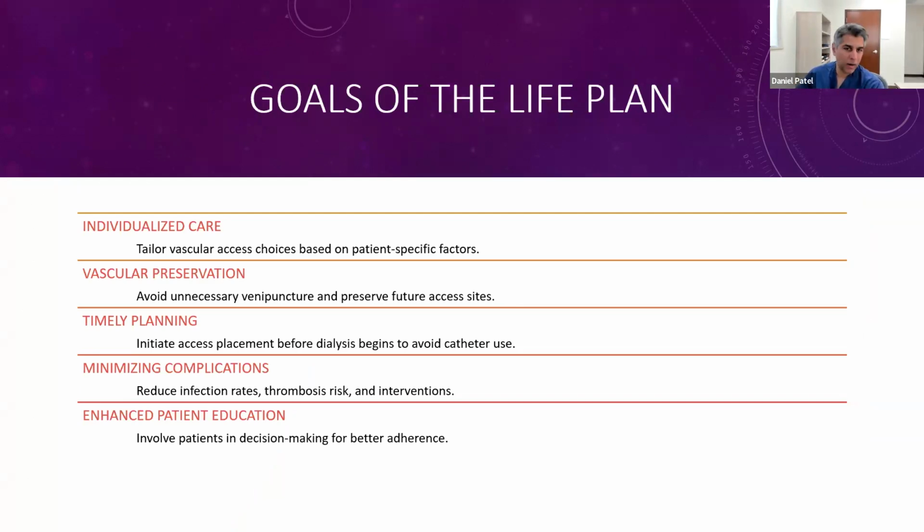Many of these patients just walk in the ER with the diagnosis of end-stage renal disease and they're started with a catheter. But if we can plan an access before then, that always helps. Minimizing our complications and, again, educating the patients helps quite a bit.